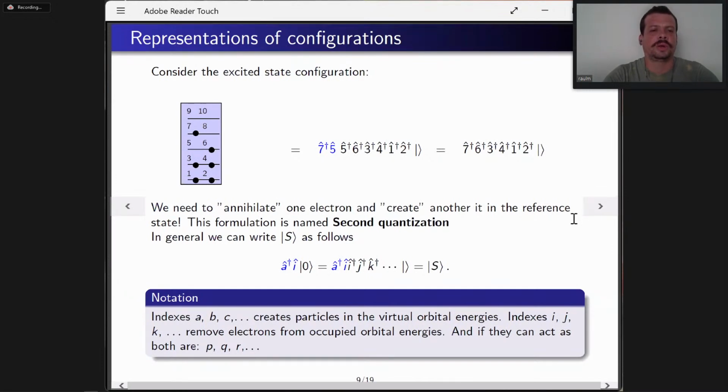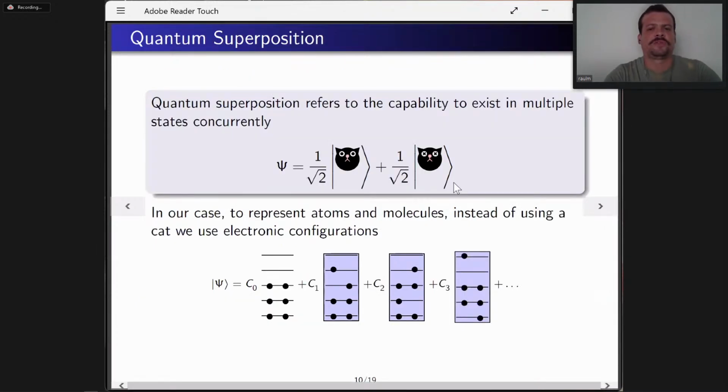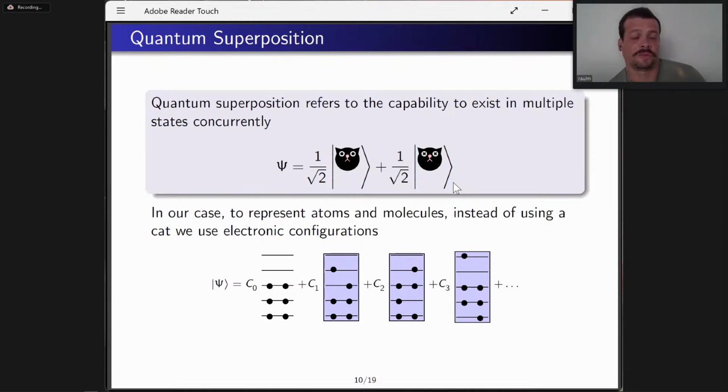But how can we relate this configuration that I have described with the Schrödinger equation? For that, we need to use a concept within quantum mechanics, quantum superposition, which refers to the capability for a given system to exist in multiple states concurrently. For that, we will use the Schrödinger cat. This thought experiment consists of a cat inside a box that is dead and alive at the same time. So if we want to build the wave function of that, we need to sum the alive cat state and the dead cat state.